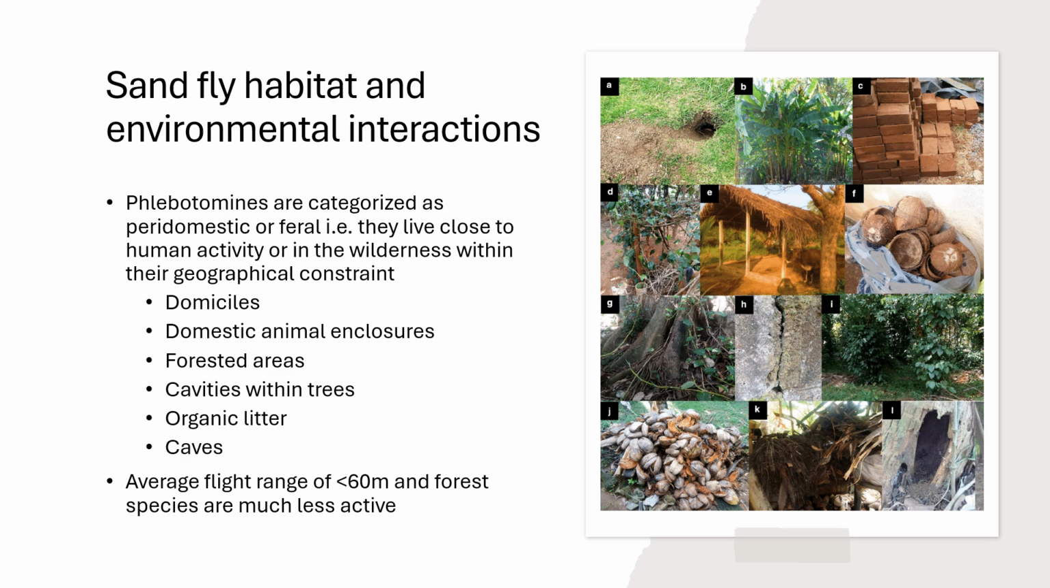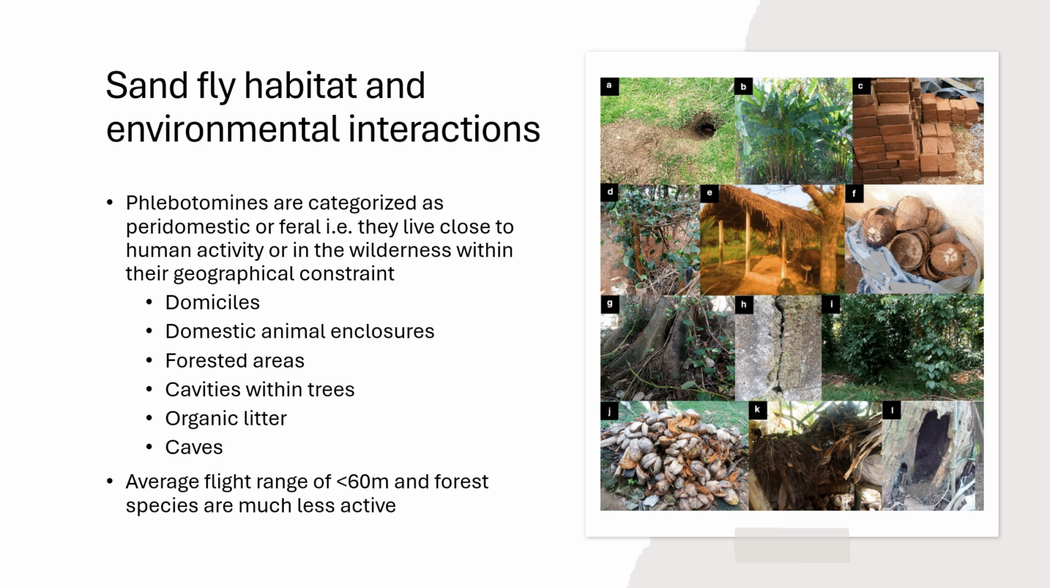So these sandflies aren't just in the wilderness, they are very close to humans as well, because we provide those environments for them. One example of this is these coconut shells right here. Sandflies like to lay their eggs anywhere there is decaying matter, and these coconut shells are a perfect opportunity for a sandfly to go in and oviposit their eggs and provide a lot of nutrients for their young.